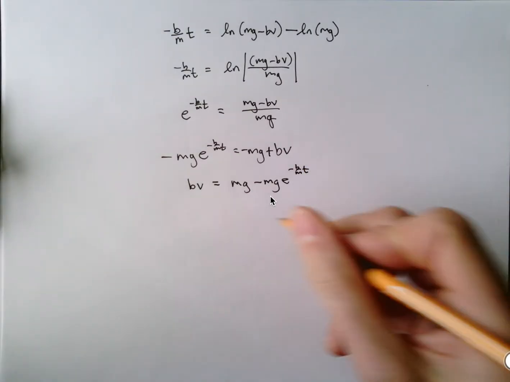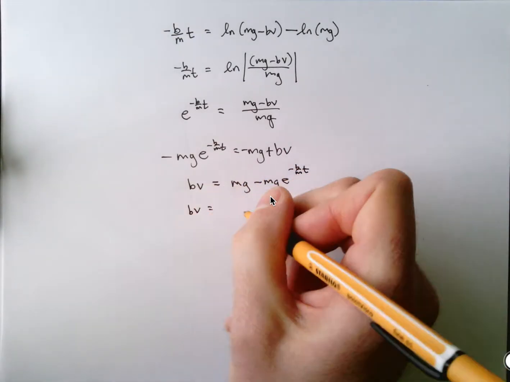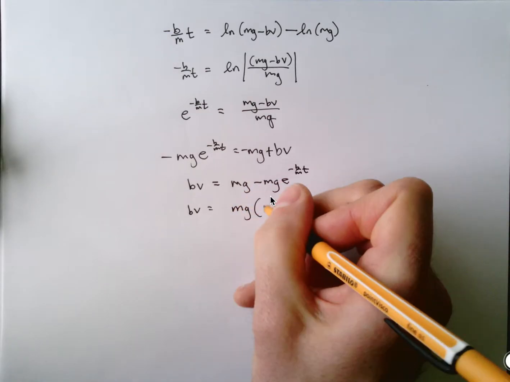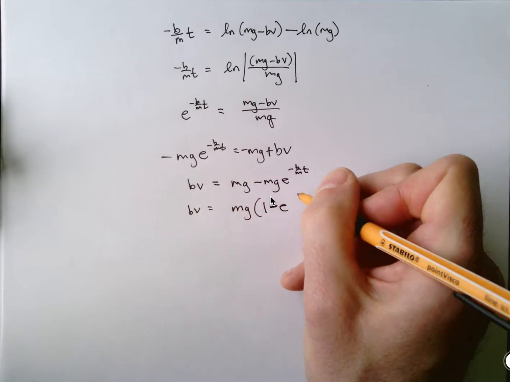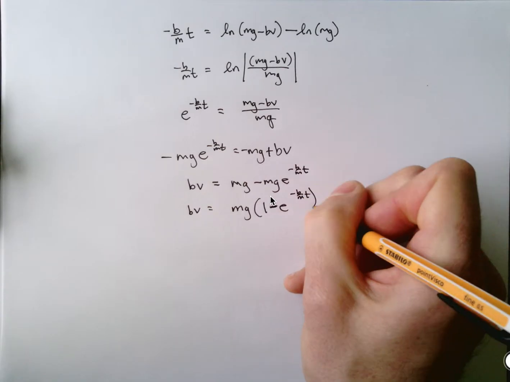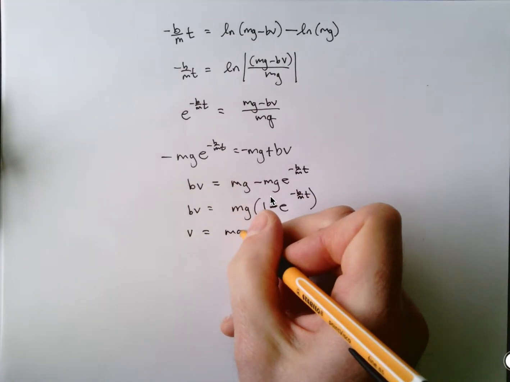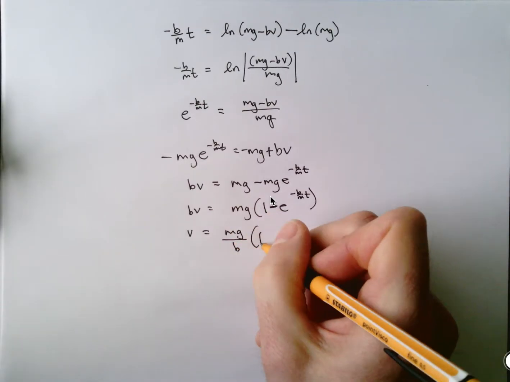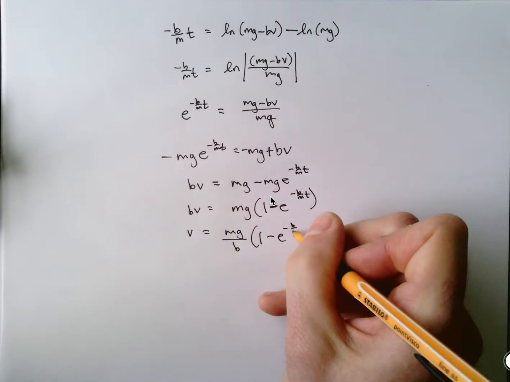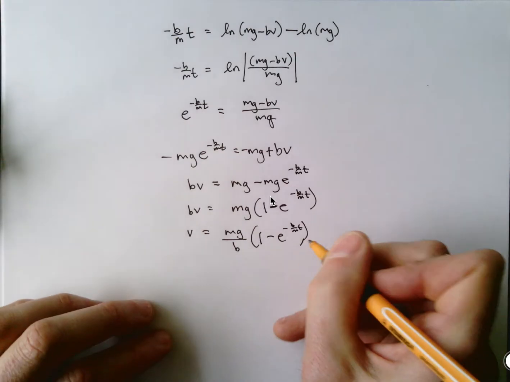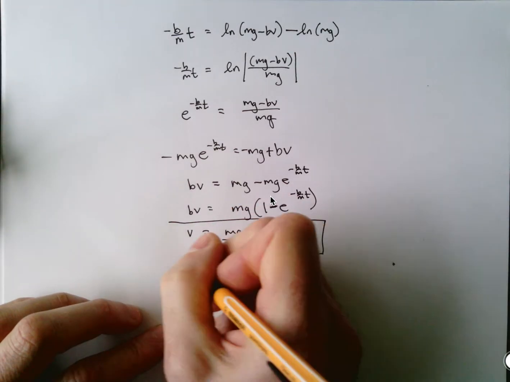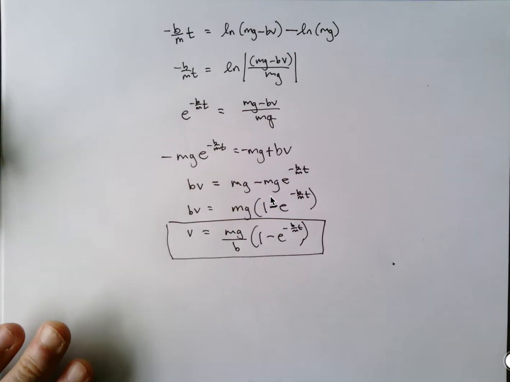I could factor out an mg. So that's 1 minus e to the negative b over m t. And then finally divide both sides by b. mg over b times 1 minus e to the negative b over m t. And that actually is our final answer. That's a formula for velocity as a function of time.